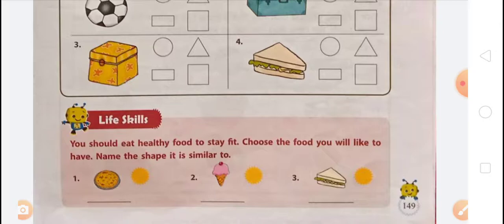In the first, the pizza is similar to a circle. In the second, the ice cream is similar to a cone, and in the third, the sandwich is similar to a triangle. Okay, thank you.